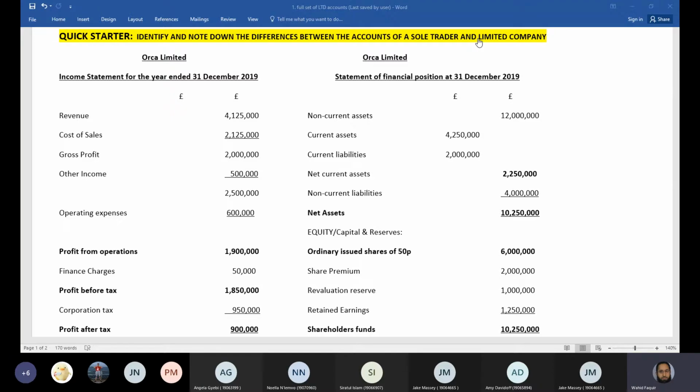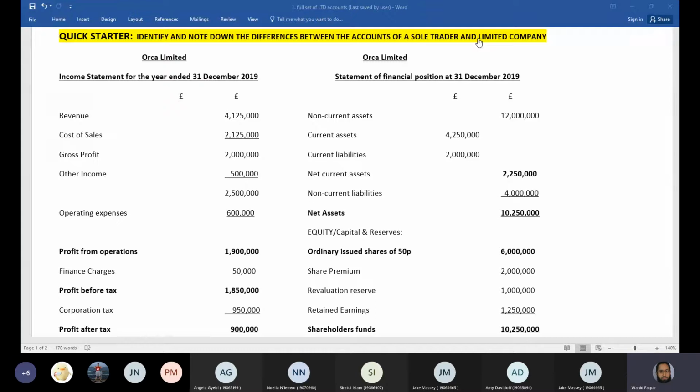Okay, good. So we've got Jake has put in tax is included on the income statement. That is a difference. With a sole trader, they don't include tax on the income statement. They have to fill in a self-assessment, and the tax is calculated in a different way. It's not shown on the income statement. Amy, shares are included. Yeah, lots of information about shares in the capital and reserves, the bottom part of the statement of financial position.